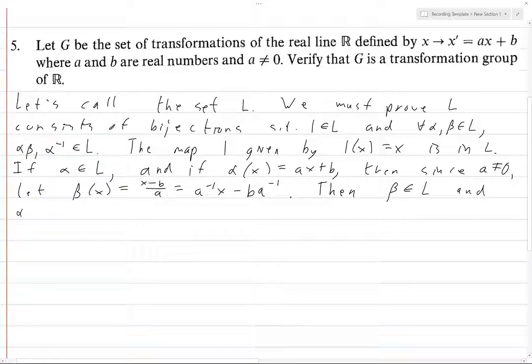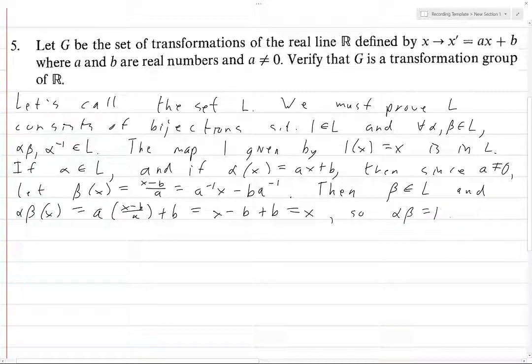And alpha beta of x, remember this is alpha composed with beta, because these are transformations and so your group operation is composition. So this is just alpha of beta x, so this would be a of beta x, and beta x we know to be x minus b over a, plus b. So this works out really nice because this gives us x minus b plus b, which is just x. So alpha beta equals 1, and so beta is equal to alpha inverse, which lives in L.